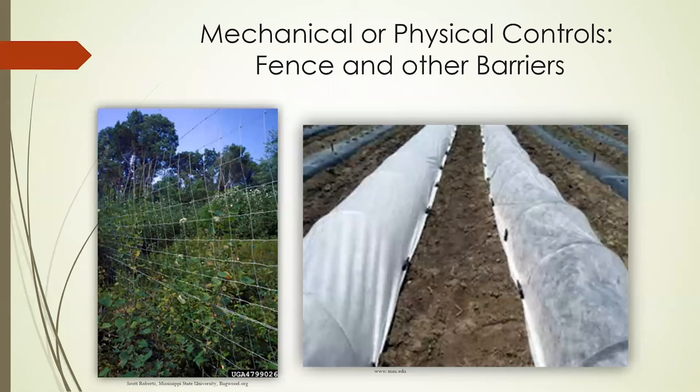Row covers can be useful to keep out weeds. Usually they're put down to keep out insect pests, but they can also keep weed seed from blowing in and sprouting in the growing area underneath the cover. They're not practical for a lot of sites, and there is an expense to install these, both purchasing them and the time to install them. So that's something to consider.